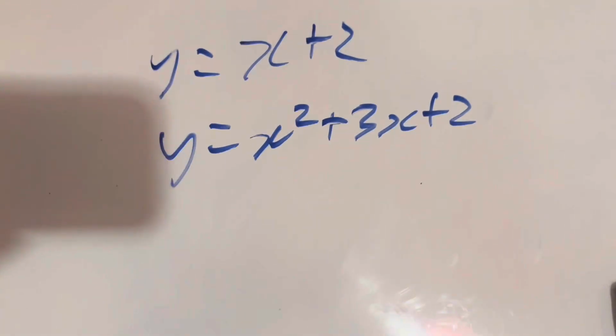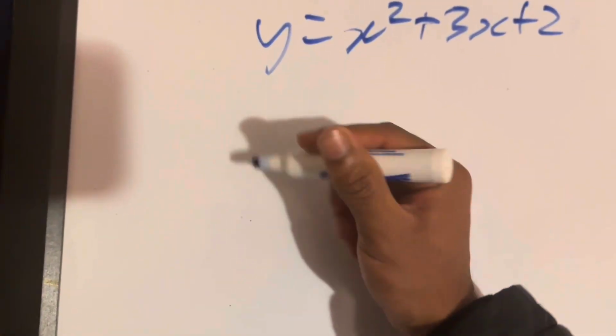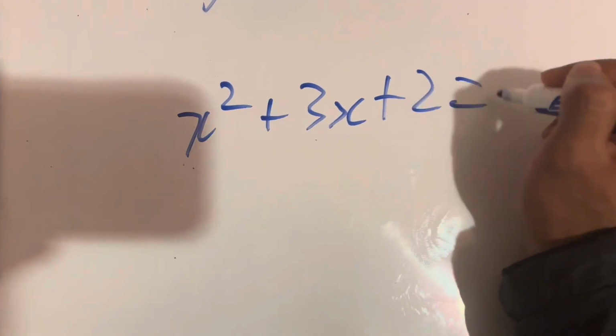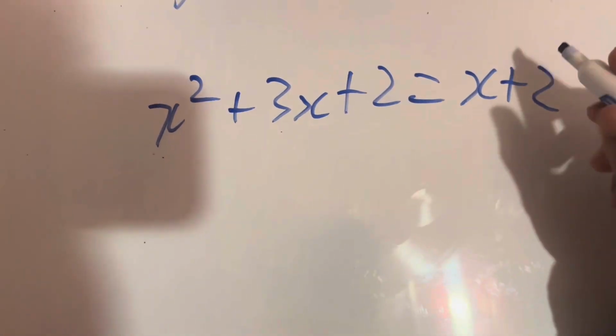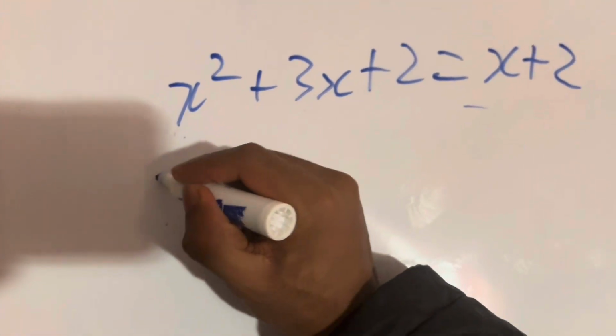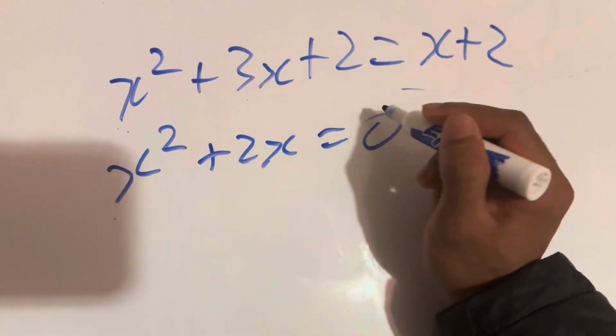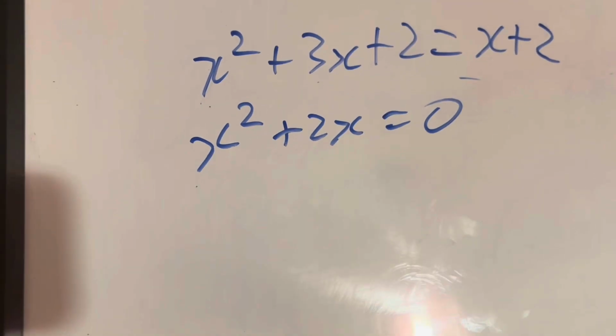Okay, this one is a linear quadratic system. Same thing, just x squared plus 3x plus 2 is equal to x plus 2. Subtract everything on this side, bring it over here, and that would just be x squared plus 2x, and these two cancel out, equals 0. Now what we can do is pull out a factor.